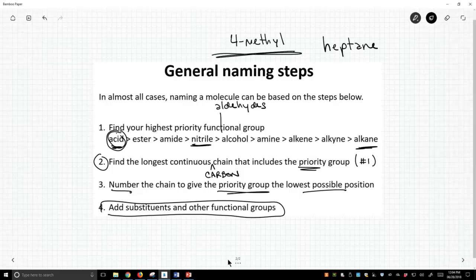So basically, you're identifying the high priority functional group, then the longest continuous chain that contains it, and then everything else is a substituent on that chain. We'll see some examples in later videos that will hopefully reinforce these rules and help you see how they're applied in the context of doing a naming problem.